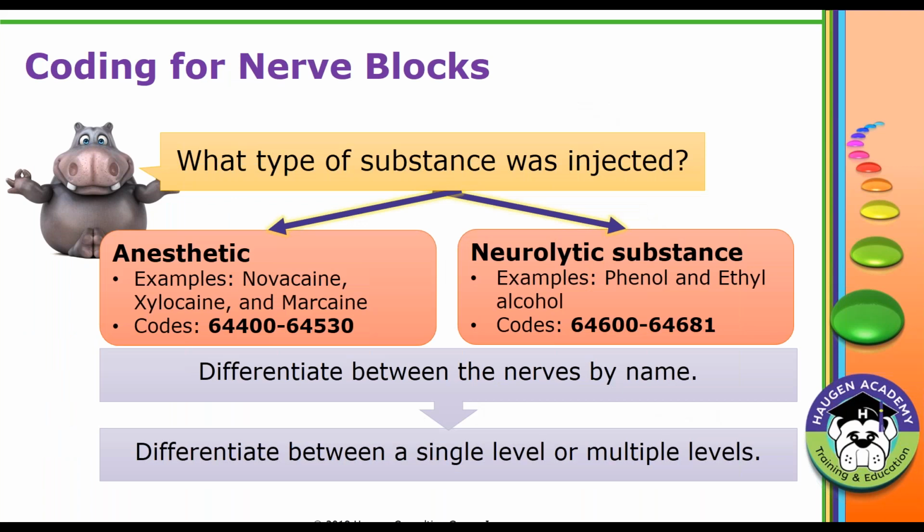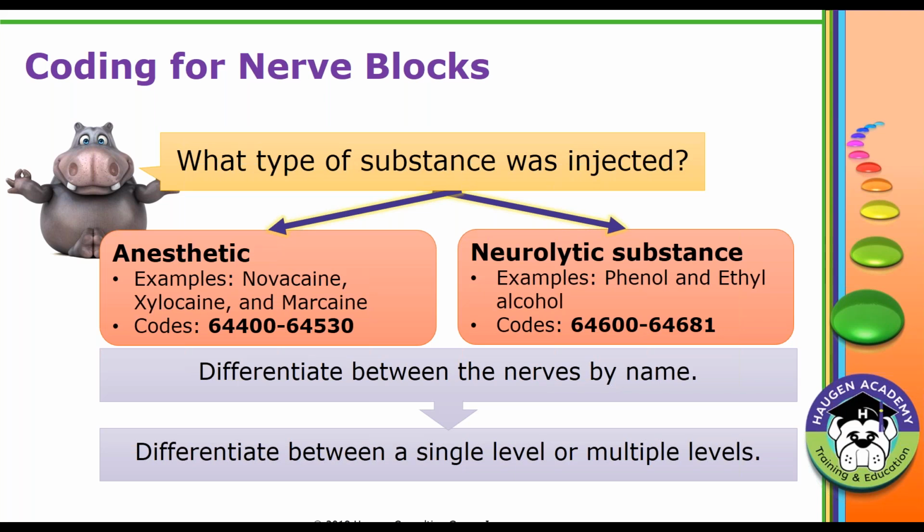For coding for nerve blocks, you're going to need to know what type of substance was injected. So is it an anesthetic? Some of those examples are Novocaine, Xylocaine, Marcaine. You can always Google if you're not sure, but those are some of the common ones. If it is an anesthetic, you're going to go to code 64400 through 64530. Or it could be a neurolytic substance, and a neurolytic substance is used to destroy the nerve.